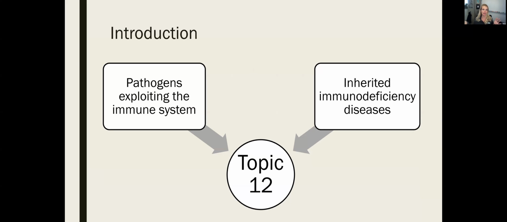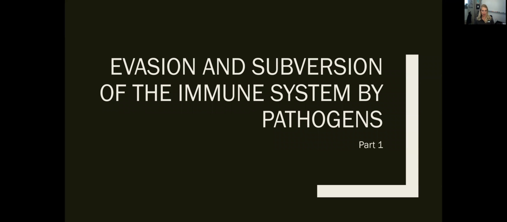And then on the other side of the topic, we're going to be looking at immunodeficiencies, not how they can arise genetically, but also just kind of an overview of the term immunodeficiency. We're not going to spend a whole lot of time on either of these topics or either of these ideas, and that's why we combine them together into topic 12. So the first part, the evasion or subversion of the immune system by pathogens.